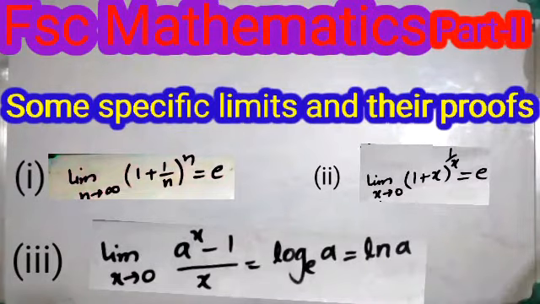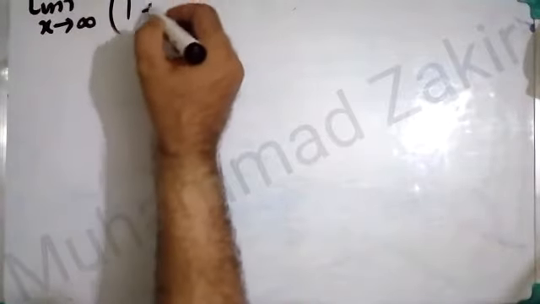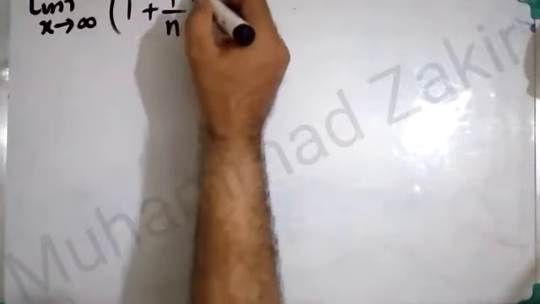So dear students, we now will talk about a result on page 23. The limit as n approaches infinity of (1 plus 1 by n) raised to power n. The answer of this limit is e. This e is a specific number, 2.718. So students, we have to evaluate this limit.